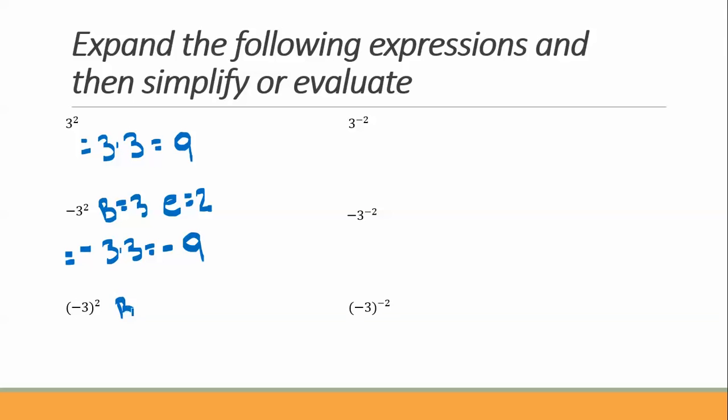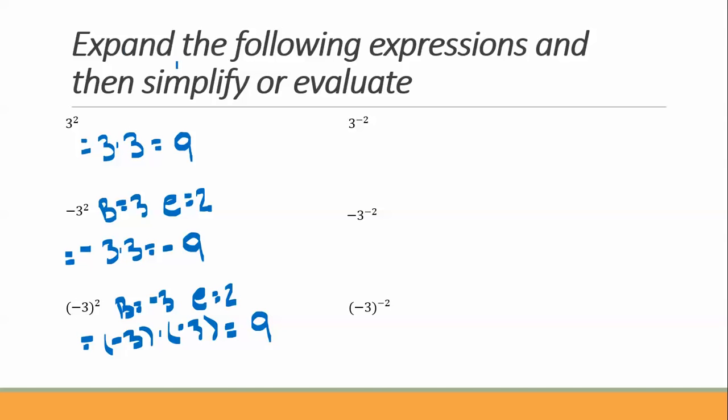This one, our base is negative 3 and our exponent is still 2. So this is negative 3 times negative 3, because our base is negative 3 for this one. Negative 3 times negative 3 is positive 9.